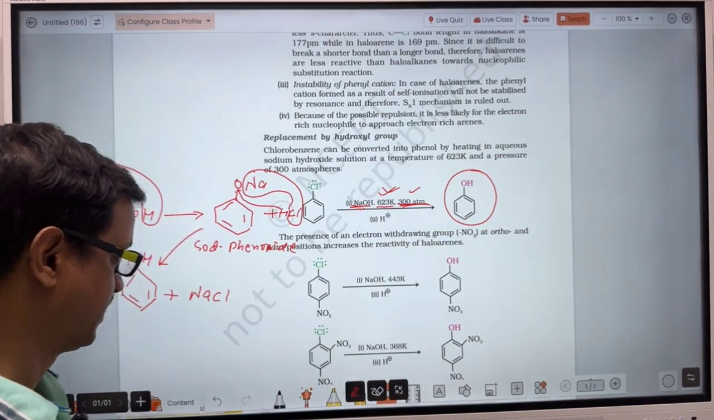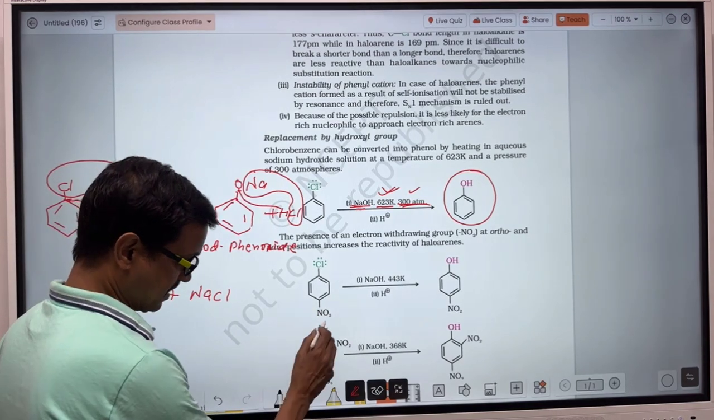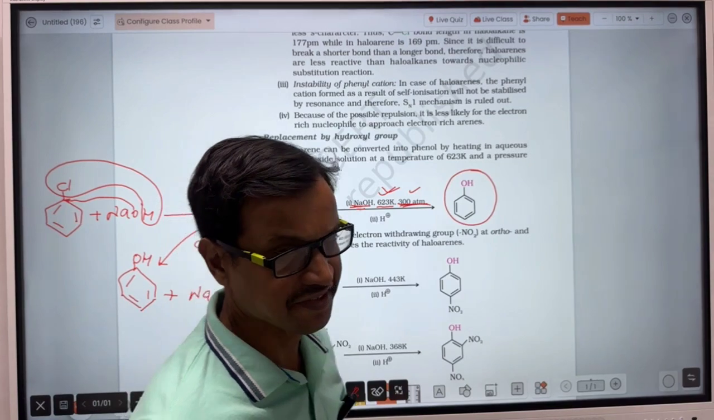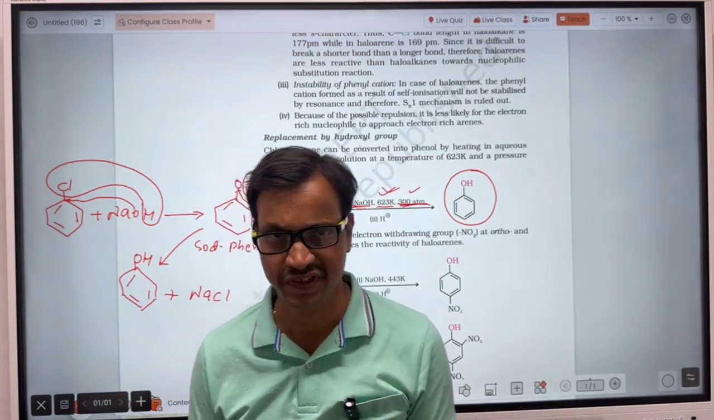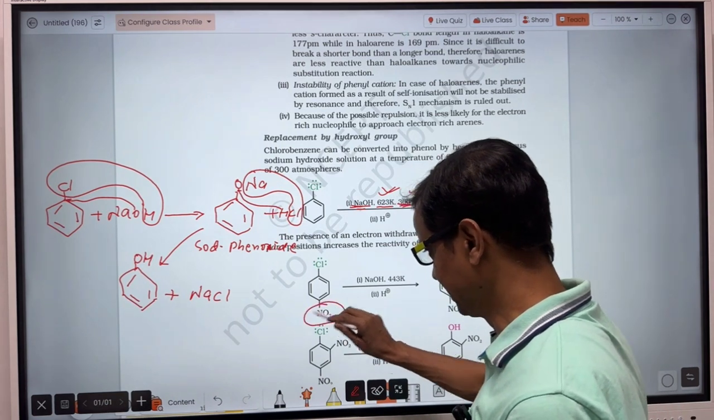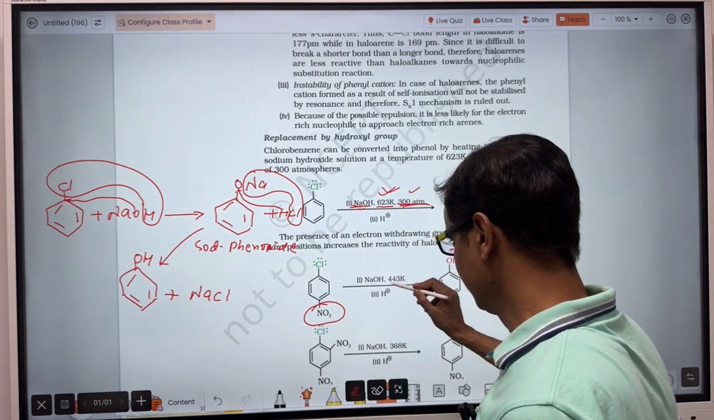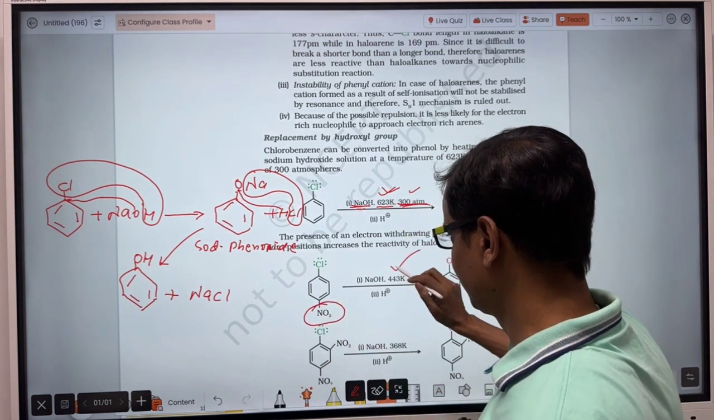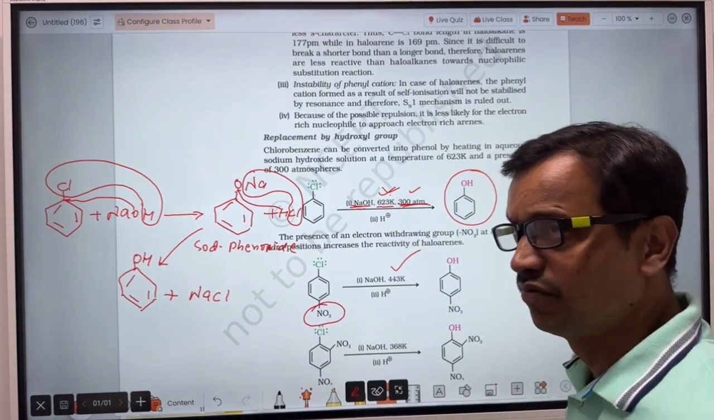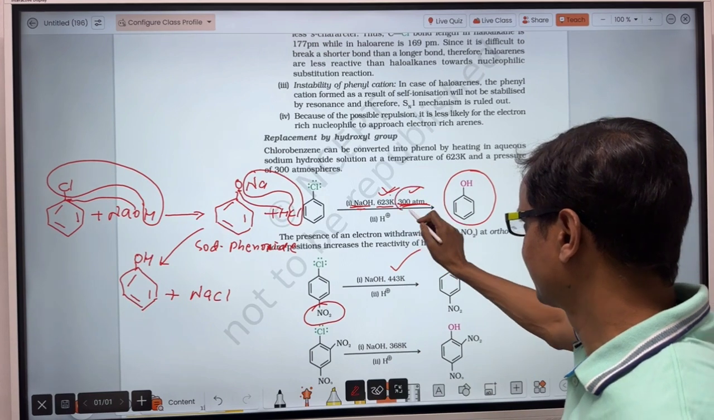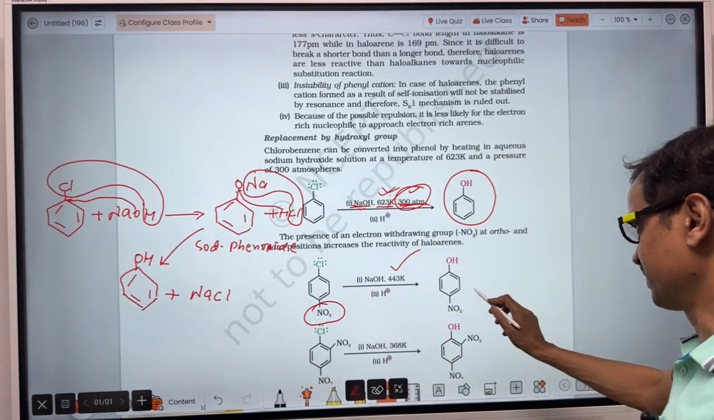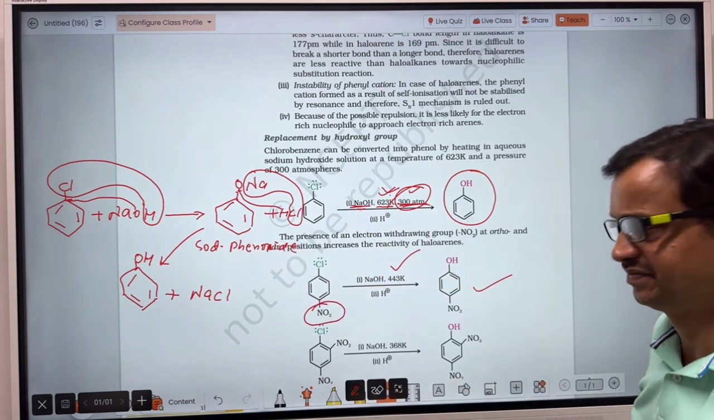Any electron withdrawing group, when present at the ortho position or at the para position, the presence of the electron withdrawing group will ease the reaction. This NO2 group, when present at the para position, then the requirement of temperature, watch out here, has been decreased very tremendously from 623 to 443. The pressure of 300 atm is not needed; it will take place at normal pressure, and the reaction will take place in the same way as I have taught you.